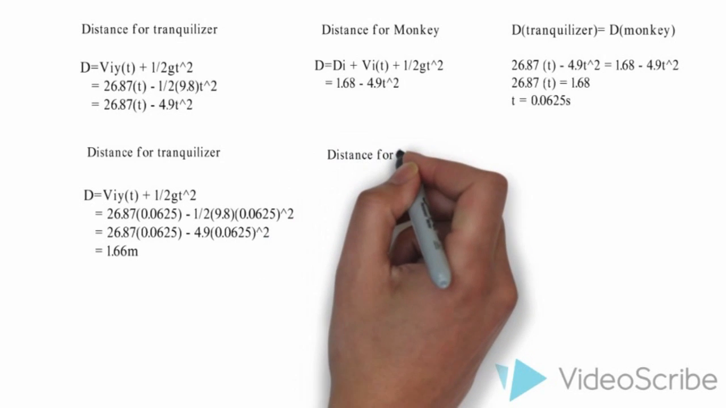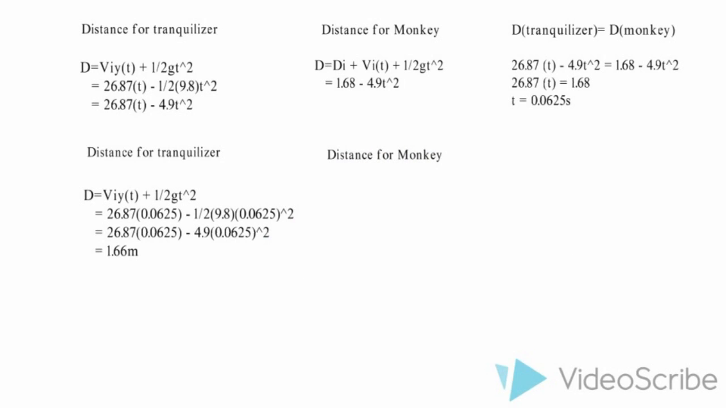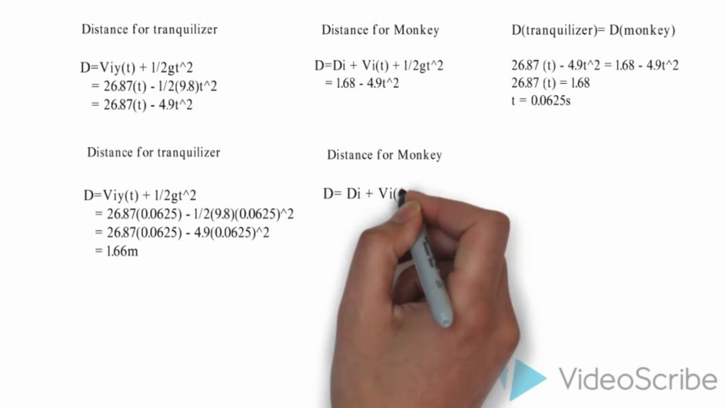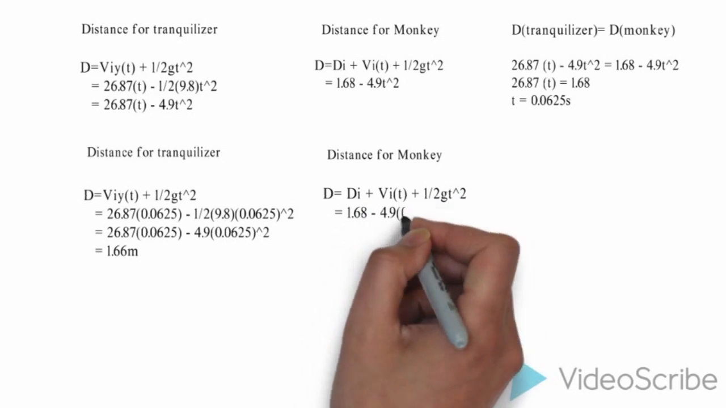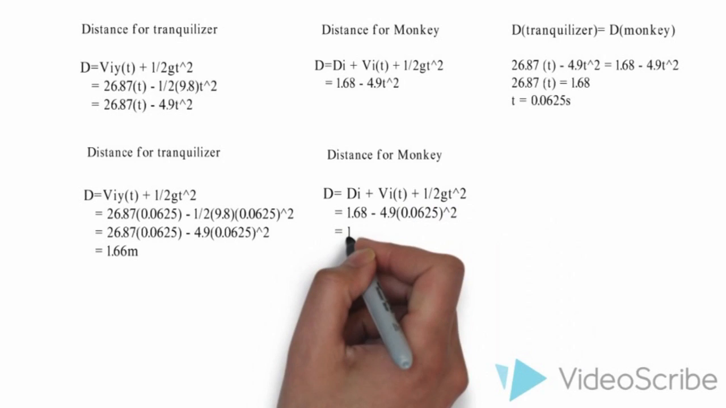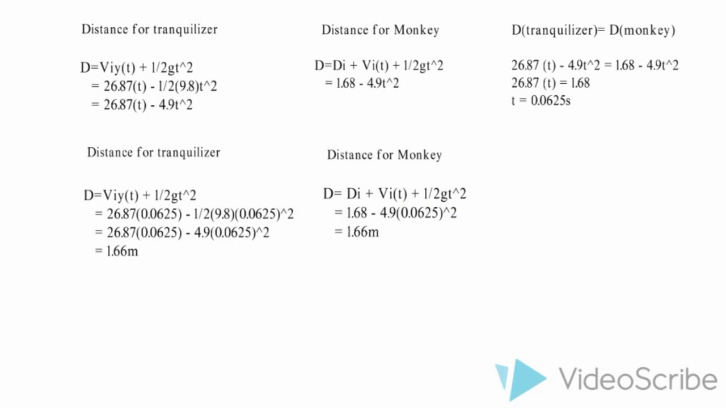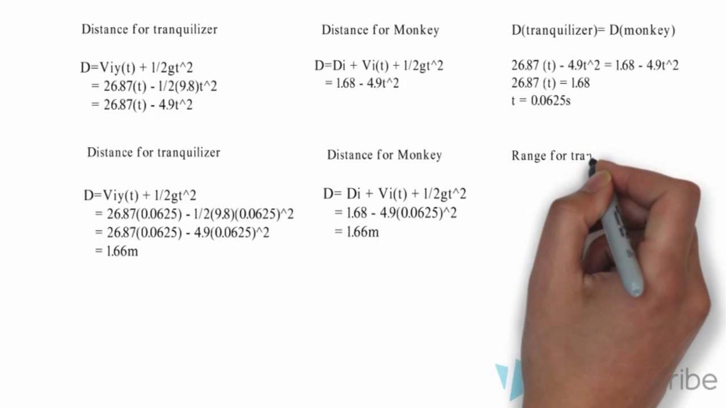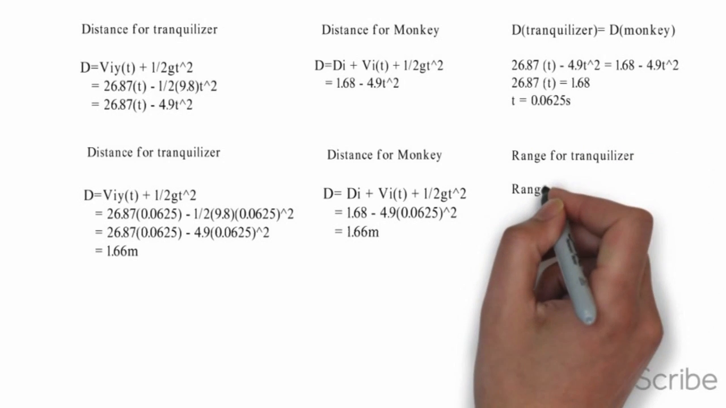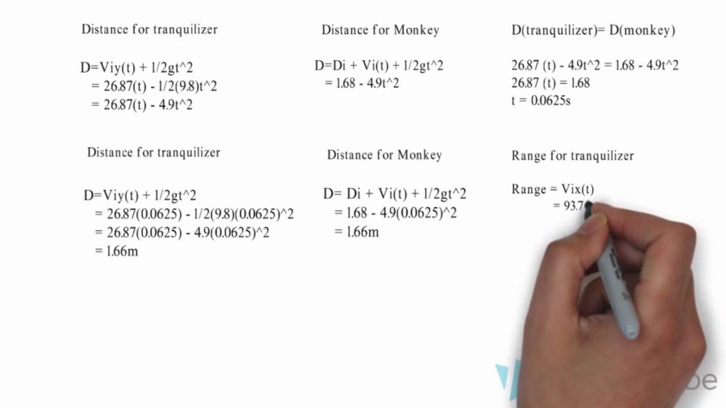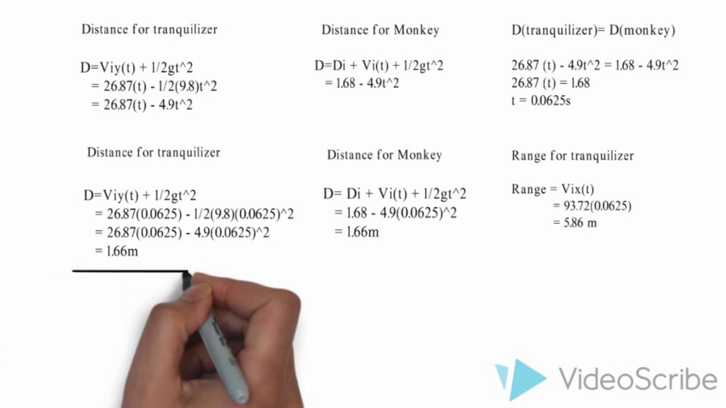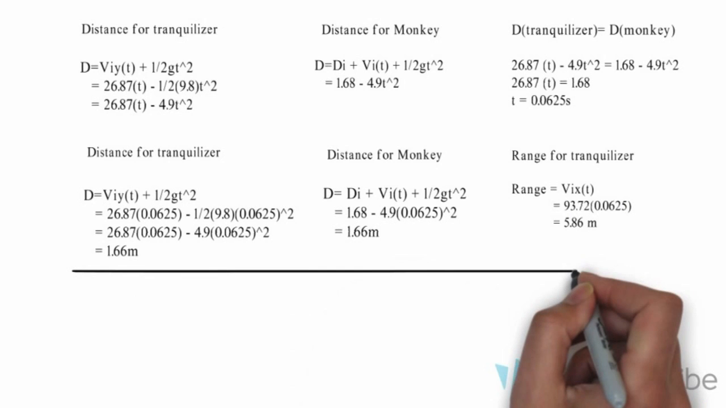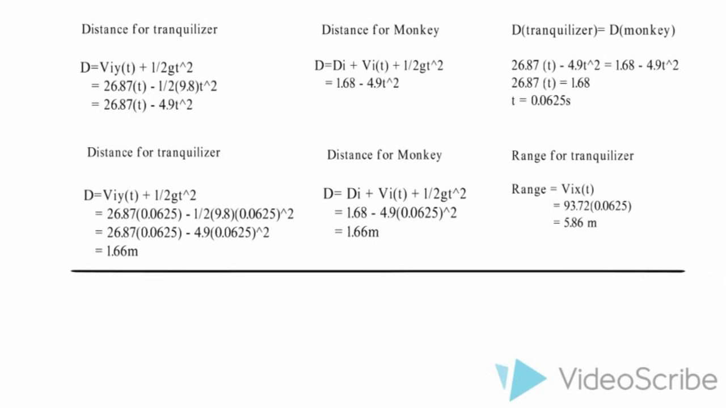Now we can do the same thing for the distance of the monkey. When substituting the time into the distance for monkey equation, we can see that the monkey's position at that particular time would be at the same spot at 1.66 meters. Now we need to see how far the bullet will travel. Using our range formula, range is equal to vix times t, we can see that the horizontal distance a bullet will cover is 5.86 meters, which is very close to our original of 5.87. This means that we have to aim the rifle at the monkey.